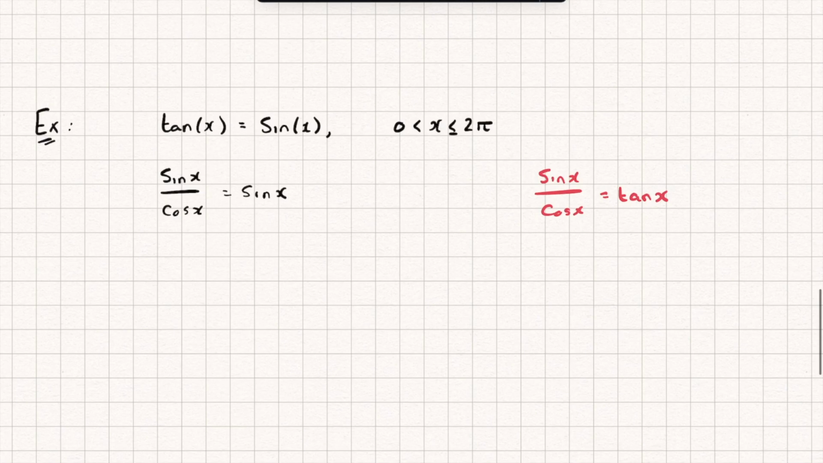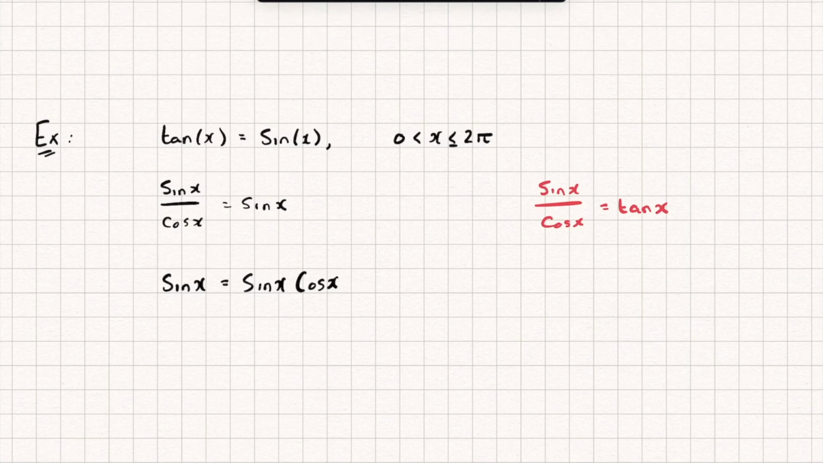Now from here I could multiply both sides by cosine of x, because I don't really like having fractions when I'm solving equations. And so this gives me sine of x is equal to sine of x multiplied by cosine of x. Now at this point it might be really tempting to divide both sides by sine of x and get 1 equals cos of x.